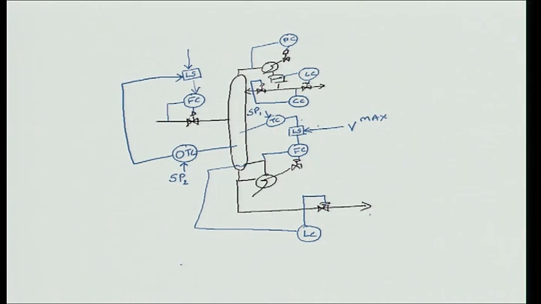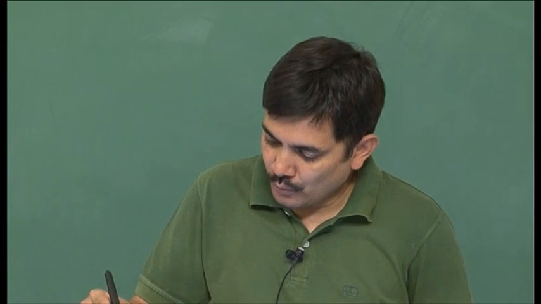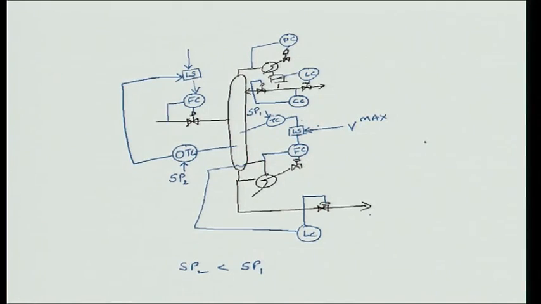What we have is SP2 is slightly less than SP1. Okay. So, now imagine when the boil up is unconstrained, that means the boil up is unconstrained, then the nominal temperature controller will be controlling the tray temperature, and therefore, what will happen is, well, let us see.